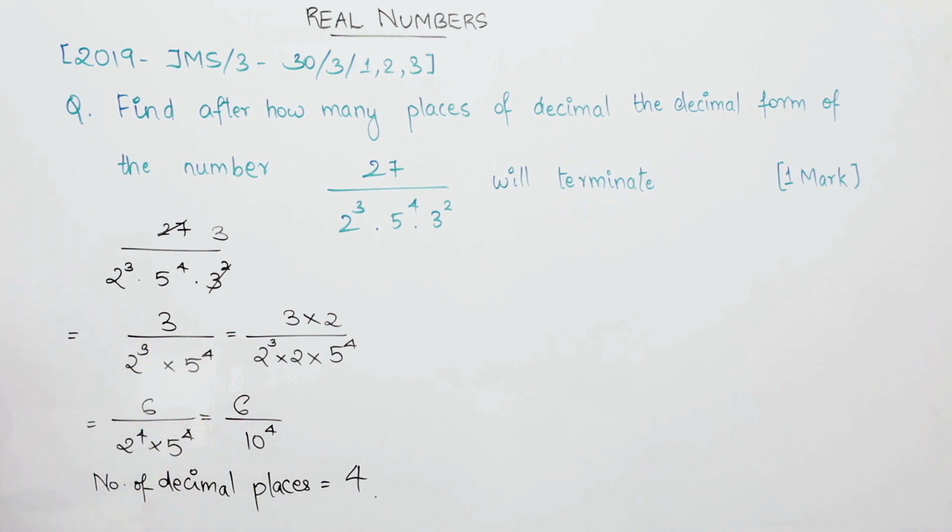We need an additional 2 here. So we multiply the denominator by 2. So we also have to multiply the numerator by 2. We get 6 by 2 raised to 4 into 5 raised to 4. 2 raised to 4 into 5 raised to 4 becomes 10 raised to 4. So which means it will have 4 decimal places.